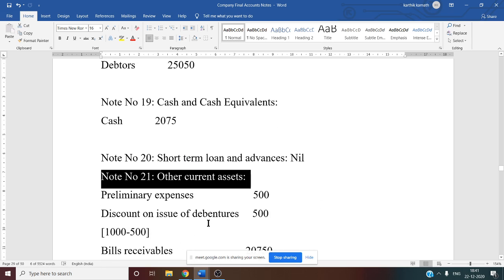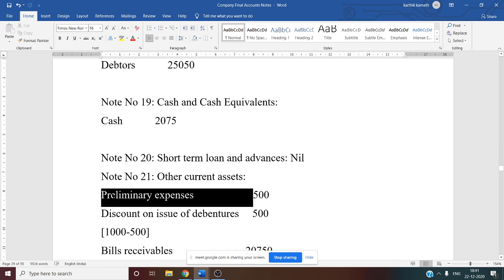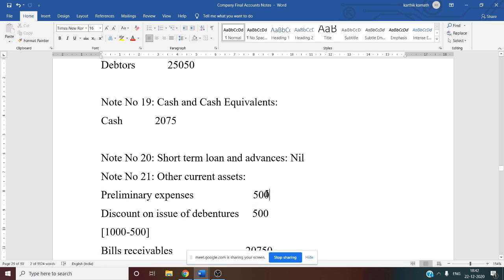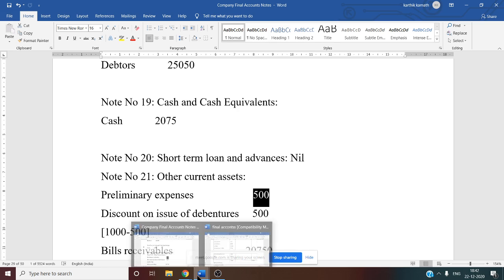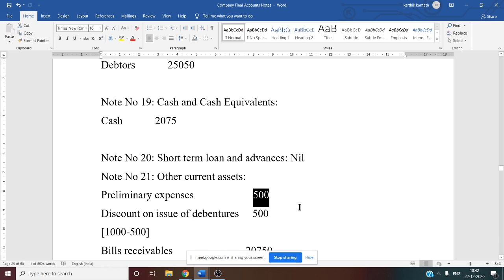Last working note, that is note number 21, other current assets. If you see the other current assets, there are preliminary expenses. Why? Because whenever we are preparing the horizontal form of balance sheet, we show the preliminary expenses at the end, in the current asset head. There, other current asset, preliminary expenses 500. This information is given in the trial balance, no adjustment.